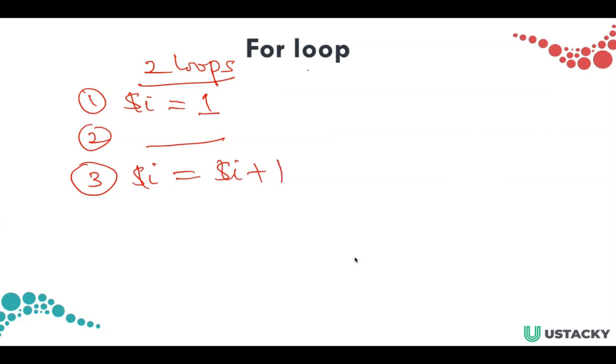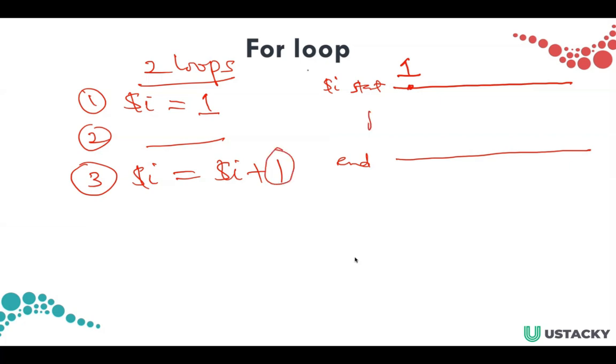So to determine the second component, so this is our $i, this is the starting point, and this is the ending point. So at the starting point, $i is 1, and the increment is plus 1, so we have 1 here. So the first loop, we move to this, and at the end of the loop, our $i is now 2.